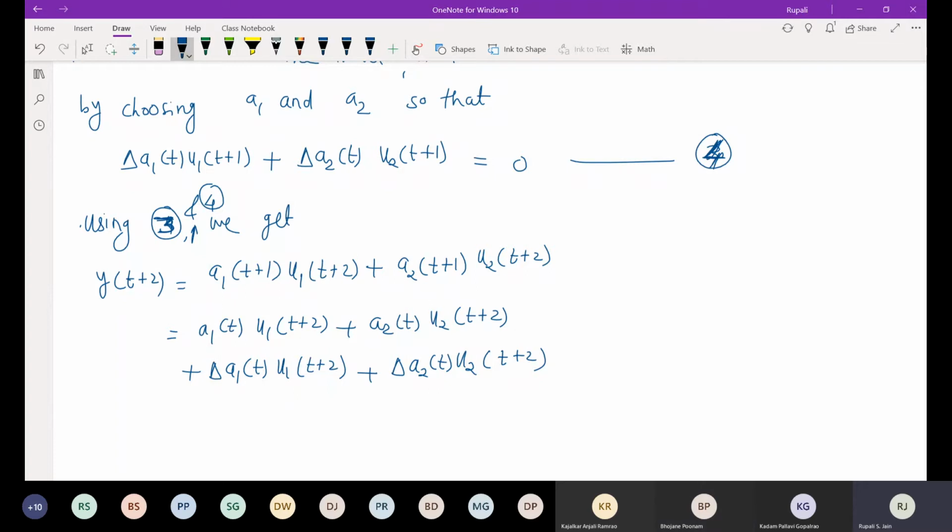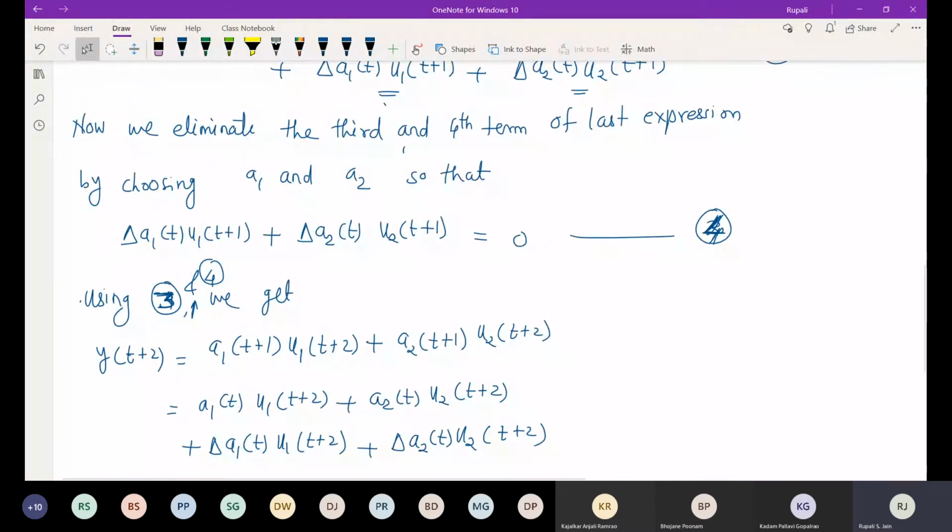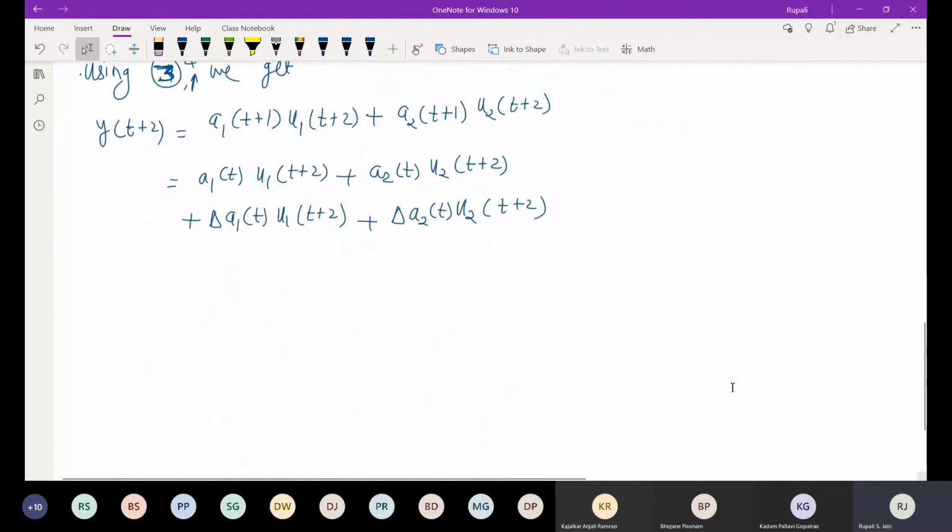Delta a1t is a1t plus 1 minus a1t. So this minus term will get cancelled. I am just adding and subtracting these two terms in this. Is that okay? So we will give the next number, 5, to this.